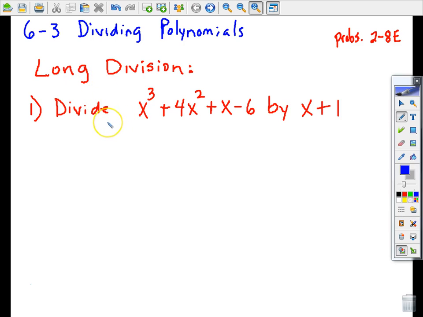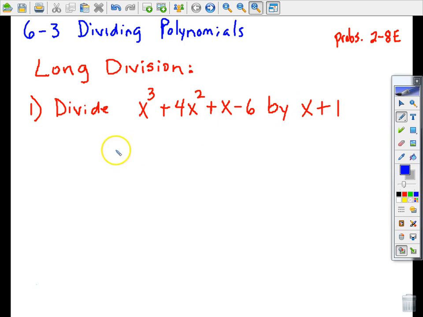And then in the second half of this lesson, we're going to show you a new way to divide, which is going to be very helpful for a couple of sections from now when we start solving polynomial equations. We're going to use the synthetic division method. But to begin with, let's show you how to do long division, which is what you're going to do on problems 2 through 8 even.